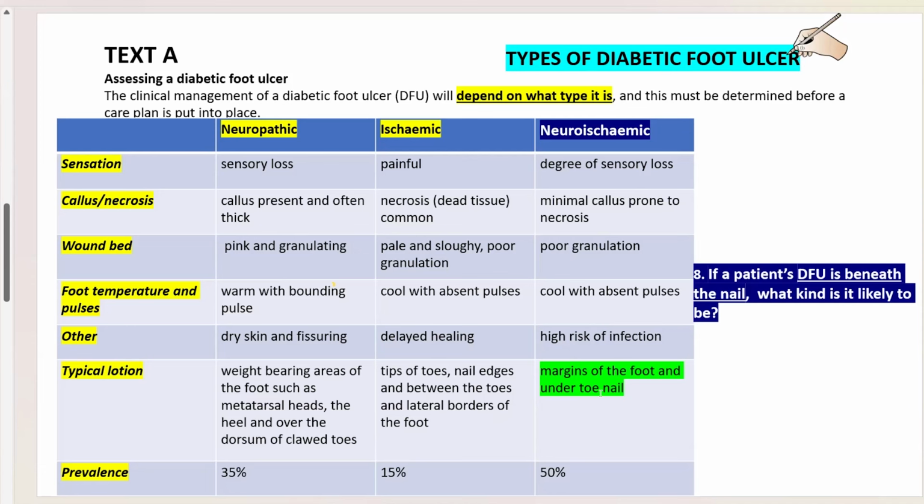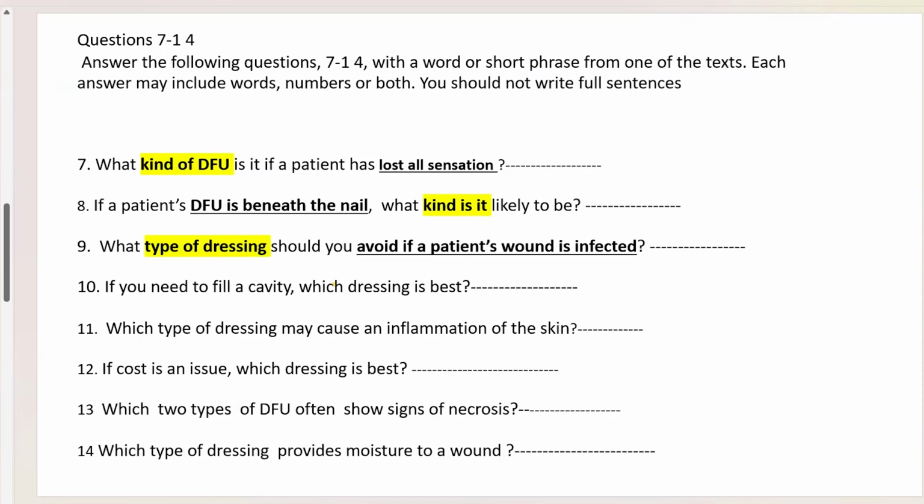So don't go and search for where the word "beneath" is. You cannot find it like that. I think most of you are searching like that, and because of that you are not getting enough time to complete the reading part A. So here, beneath the nail means under the nail. So the answer is neuroischemic. Now moving to the next question.